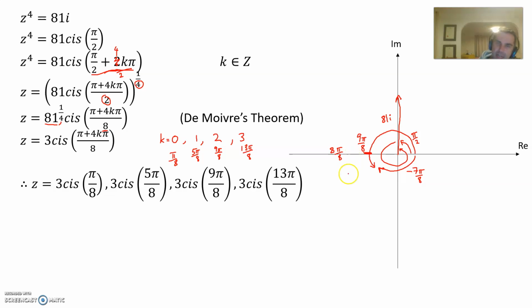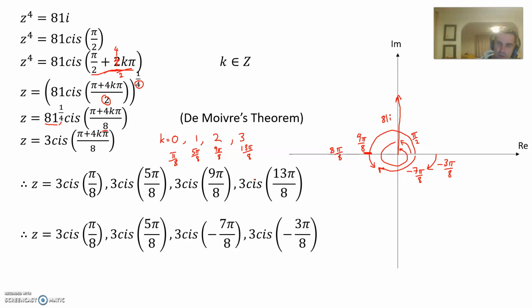And then the last bit here, we've got 13 pi over 8. Well, 16 pi over 8 is a full lap of the unit circle. So for 13 pi over 8, we could go -3 pi over 8 and get to the same spot. So that's going to be our final 4 solutions. Now, just like we said in the rules for the nth roots, what we're going to do is graph all of those solutions onto the Argand diagram and have a look at what that looks like, because there is a really interesting pattern there.